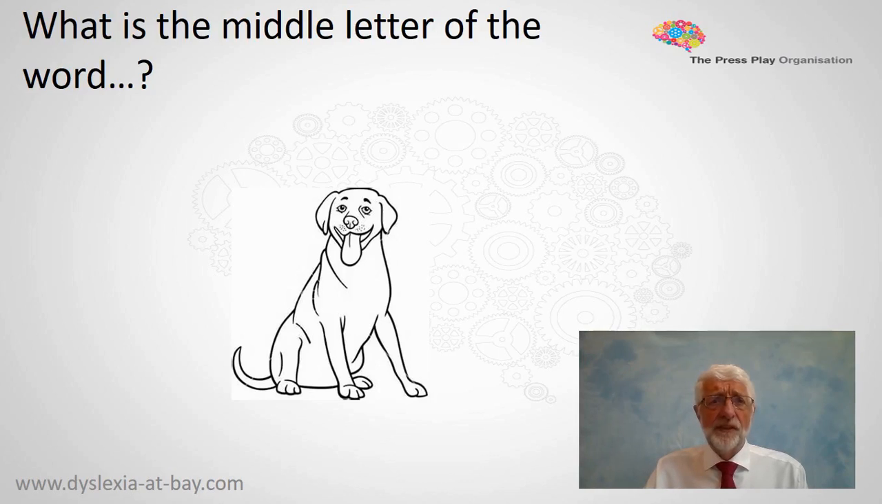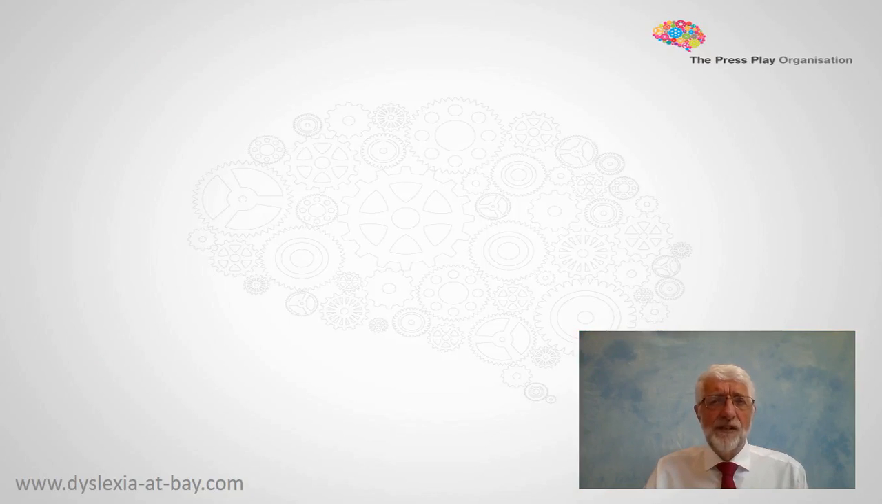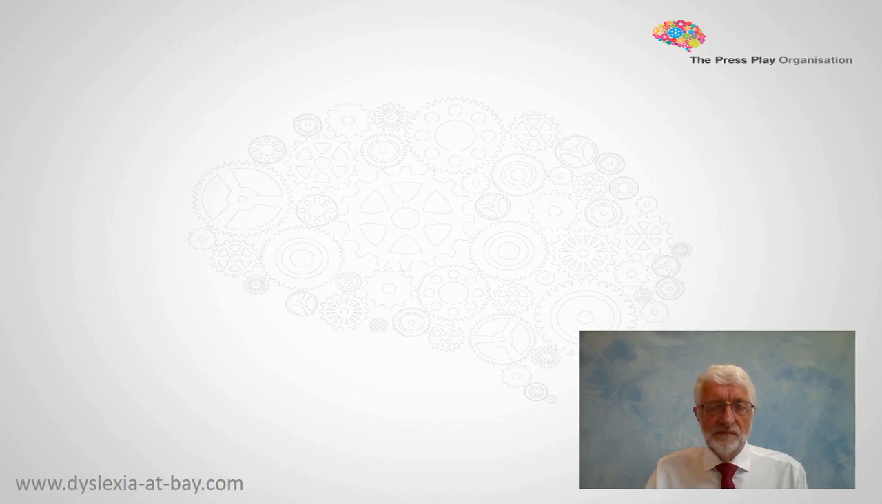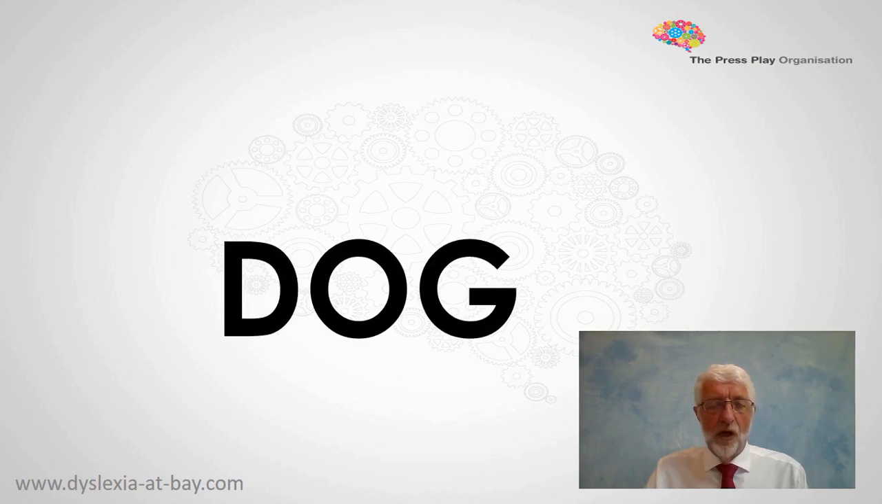Now let's do the same thing for dog. What's the middle letter of the word dog? Again, O, last letter G, and the first letter D. So how exactly did you do that? Well, let's get even more intricate. Let's spell the word dog forwards and backwards. So spell it forwards, and now spell dog backwards. That's right, it's D-O-G forwards and G-O-D backwards.